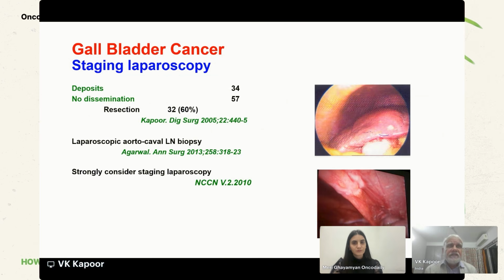So with better and better CT scan and more frequent use of PET scan, the number of cases in which staging laparoscopy will show these deposits is decreasing, but it is still significant, and therefore NCCN strongly says consider staging laparoscopy, and we, based on our experience, recommend it as a routine in all cases.